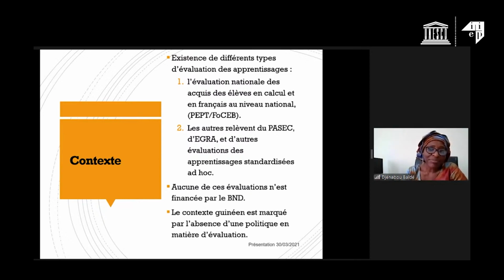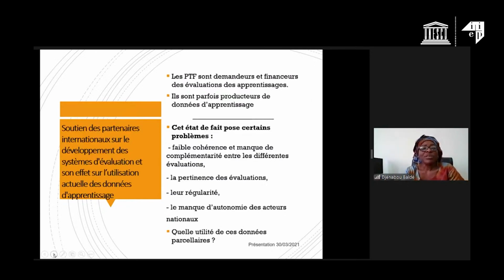Now, even if we look at the national assessments or the regional or international assessments, we can see that these assessments are funded by the development partners. So none of these assessments are funded by the national budget, national development budget. So there's a complete absence of assessment policy. There is no policy in the country for assessment. So we're going to try and see how to regulate this in the future.